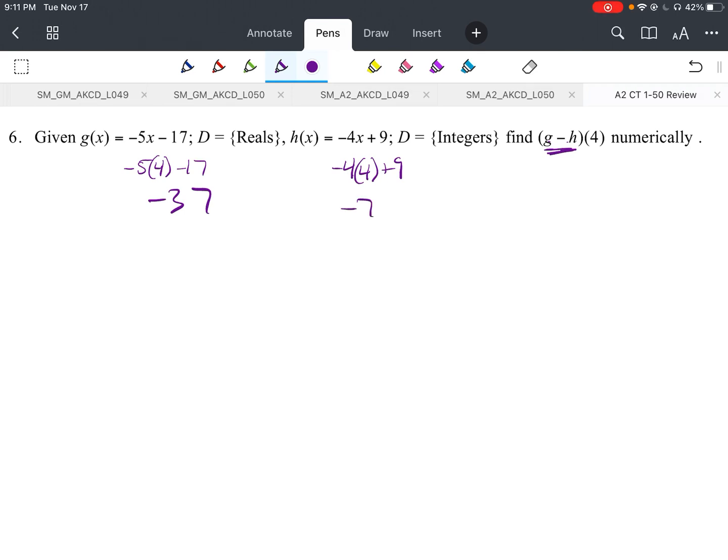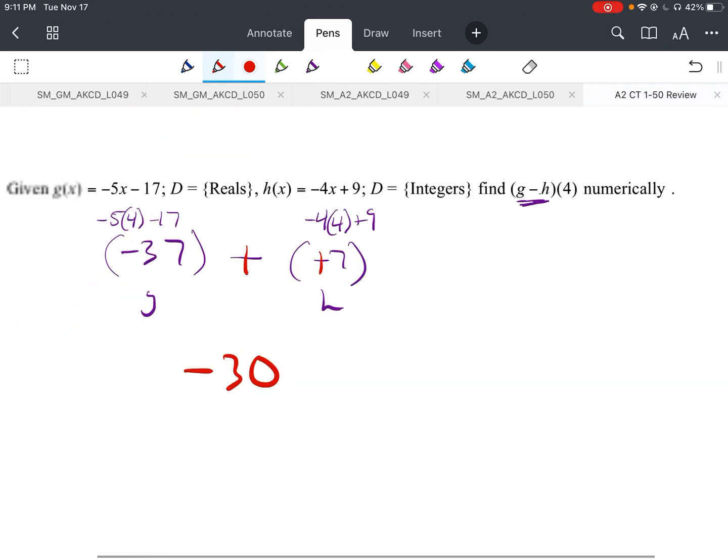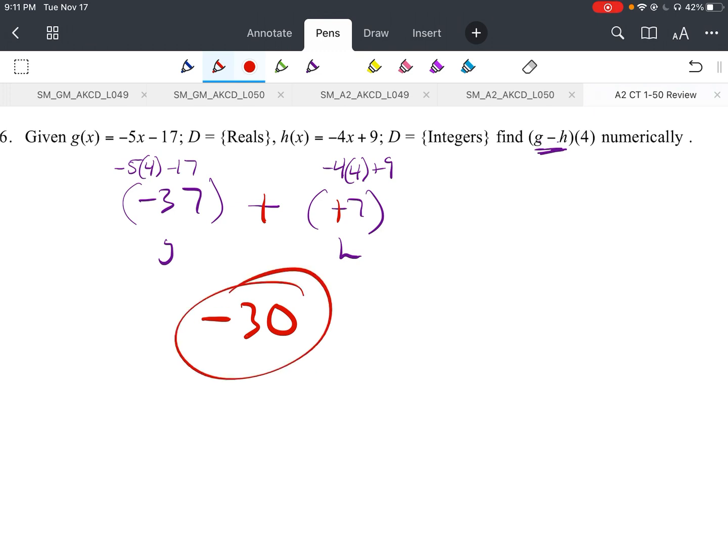And so I'll get the g minus h. -7. So this is really the g when it's evaluated for 4. This is the h. And so this is -37 minus negative 7. So that's plus a positive. Signs are different. Find the difference. This is -30. Ooh, now, calm down, pencil. All right, so hopefully I did it right.